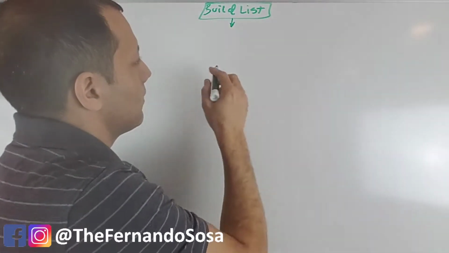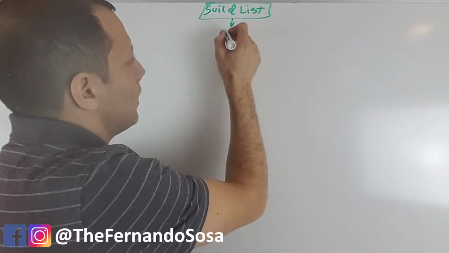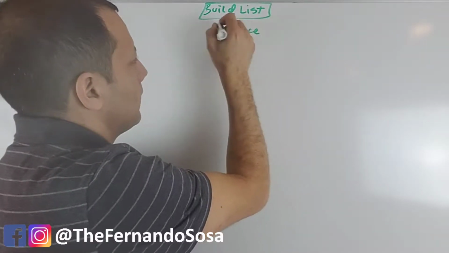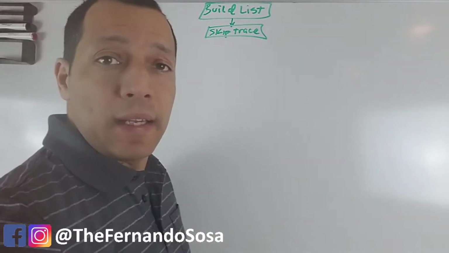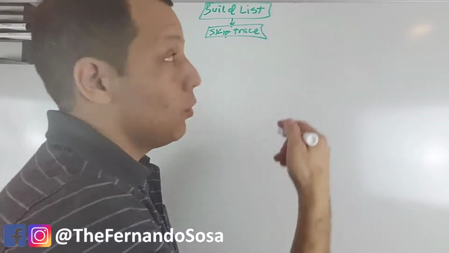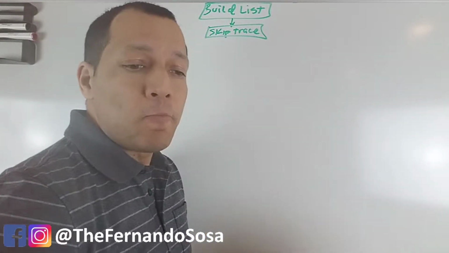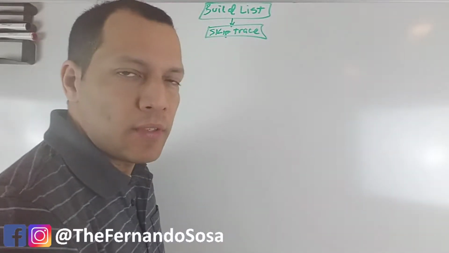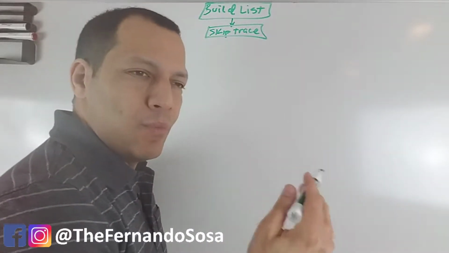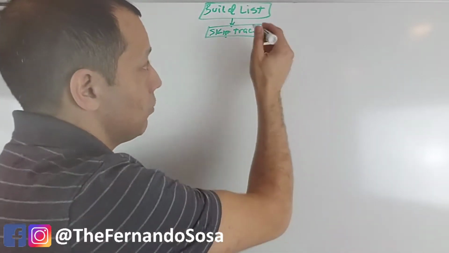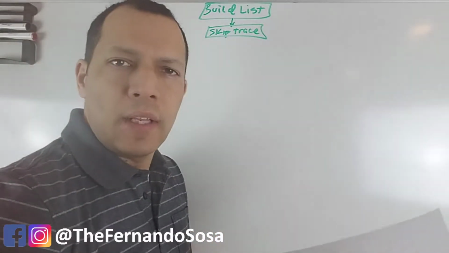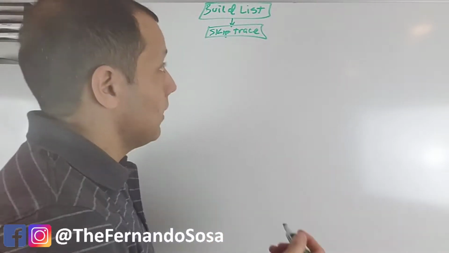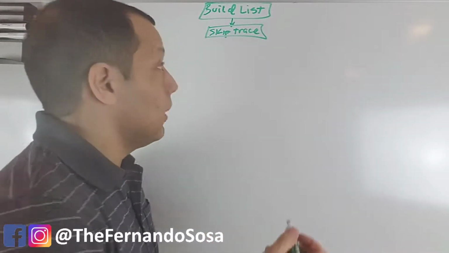Once I buy the list, I'm going to skip trace. That's the process of finding the phone numbers of the people on the list. When you buy the list, I am going to have mailing address, names, and property address. And mostly it's not going to have the phone number, so that's why I'm going to do the skip tracing. So I'll share with you the resources that I'm using for this in the description, so you can go ahead and check it out as well.